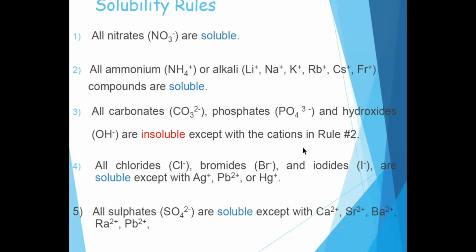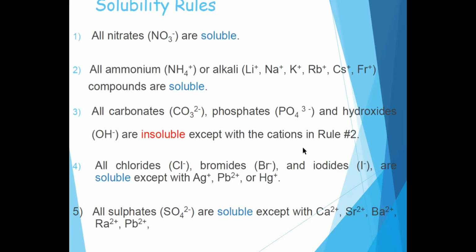And then we look at all chlorides, bromides, and iodides: they are soluble except with these 3. So except when mixing with Ag silver, Pb lead, or Hg mercury, all bromides, chlorides, and iodides are soluble. So if it's silver iodide, it's going to be insoluble. If it's lead bromide, it's going to be insoluble. If it's mercury chloride, then it's also going to be insoluble.